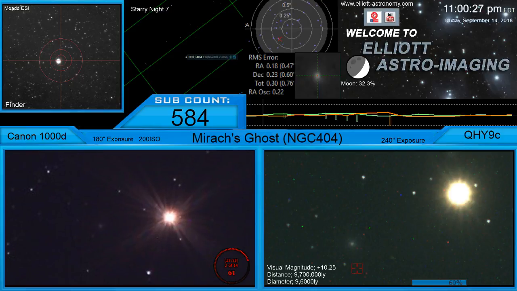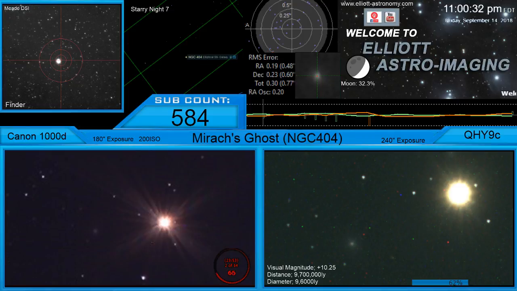This one's off by a little bit of focus, but you could still see it, which is pretty friggin' awesome. So Mirach's Ghost sits just a little bit to the left of it.